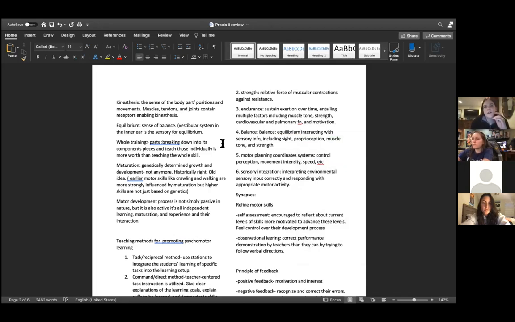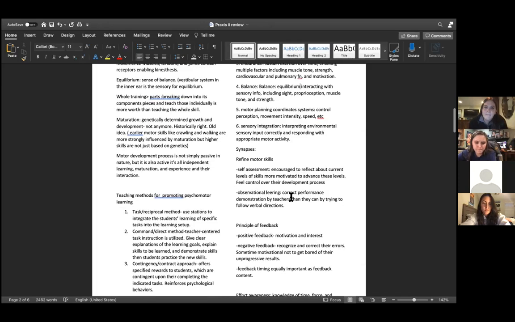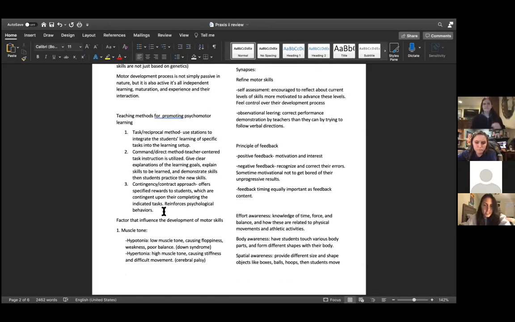Motor planning: coordinating systems that control perception, movement, intensity, speed, etc. Sensory integration: interpreting environmental sensory input correctly and responding with appropriate motor activity. Synapsis, refined motor skills, self-assessment: students are encouraged to reflect on their current levels of skill and are more motivated to advance these levels. They feel control over their development process.